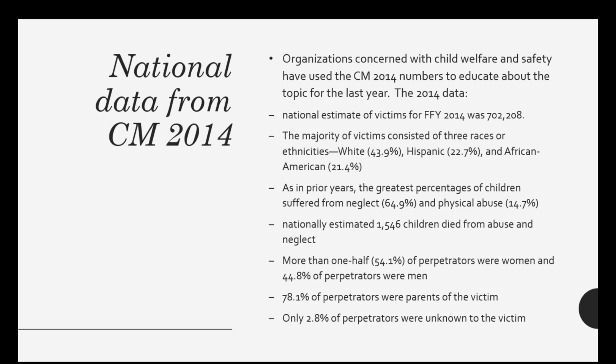So for the fiscal year 2014, the estimate of victims based on reports was 702,208. So a little over 700,000 reports that were referred on. The majority of victims consist of 3 races or ethnicities. The major ones are white, Hispanic, and African American. You can see a very large portion are white, about double the portion of both Hispanic and African American. You can see that the African American and Hispanic numbers are pretty close.